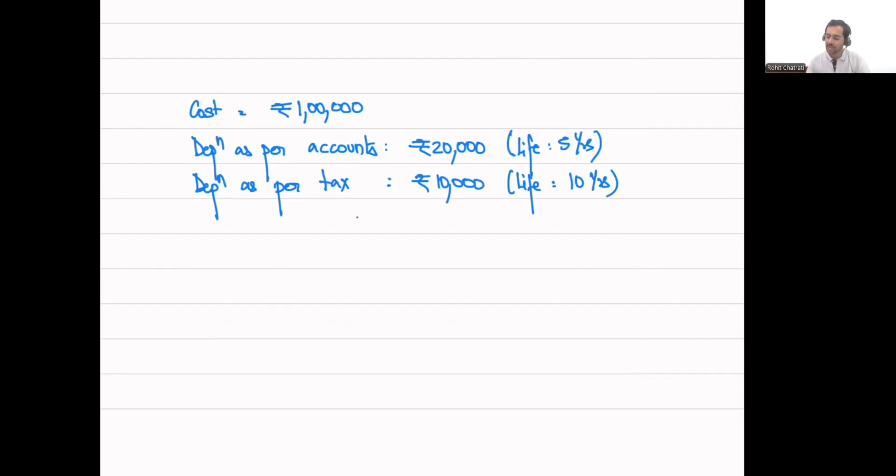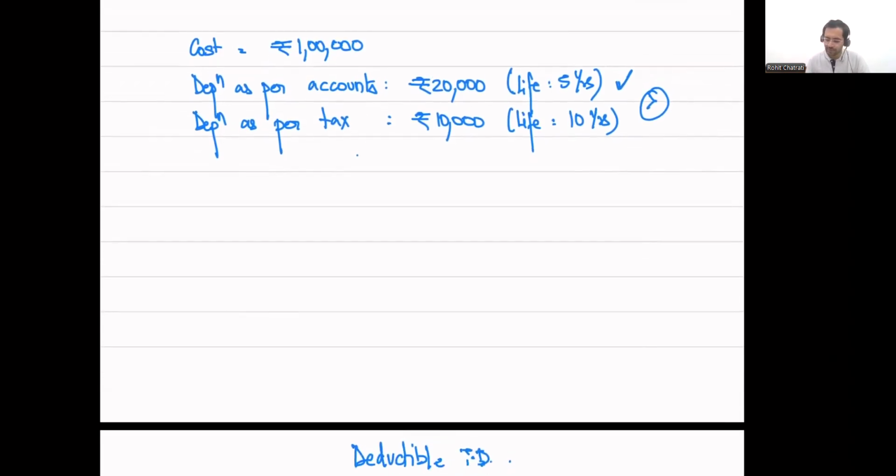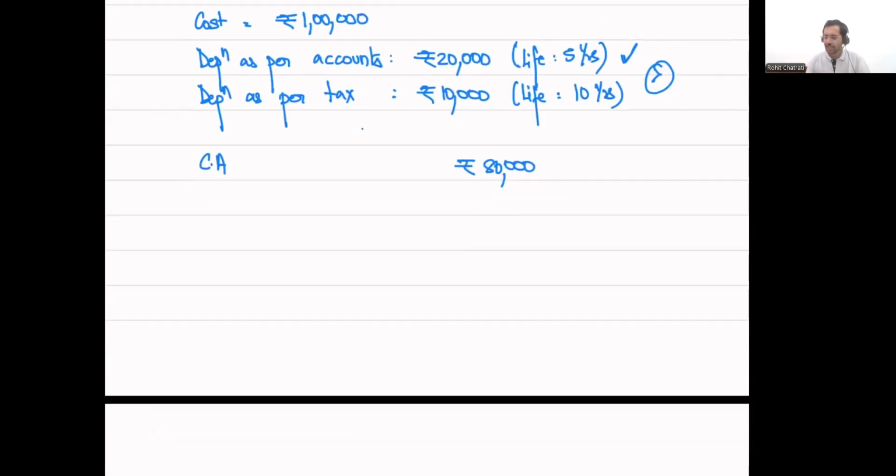This is a case where the accumulated depreciation under accounting is greater than the accumulated depreciation as per tax. The depreciation as per accounts is greater than the depreciation as per tax. If I look at it, the carrying amount is going to be equal to rupees 80,000. 1 lakh was the cost, 20,000 is allowed as a depreciation, 80,000 is going to be my carrying amount.